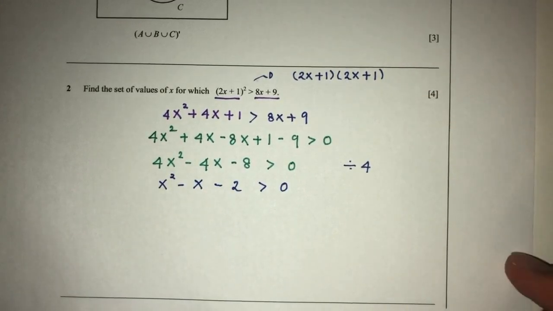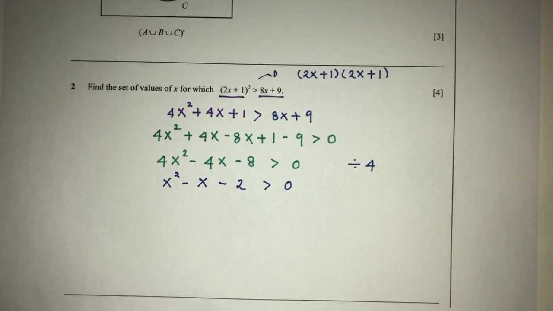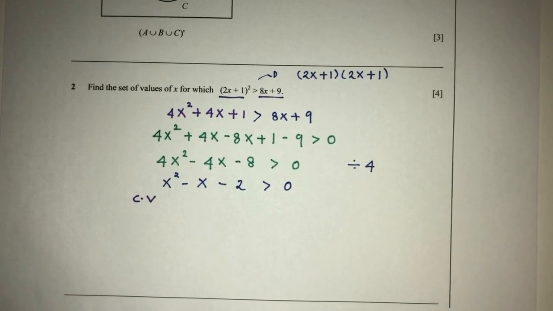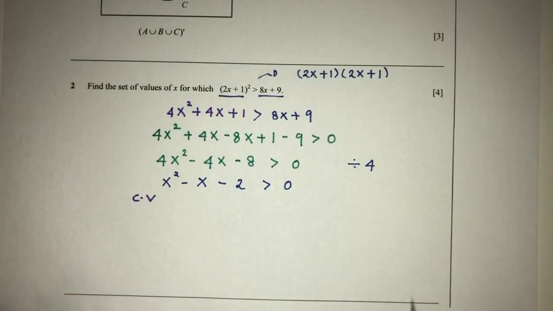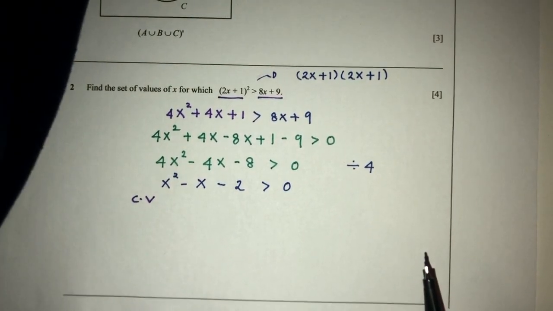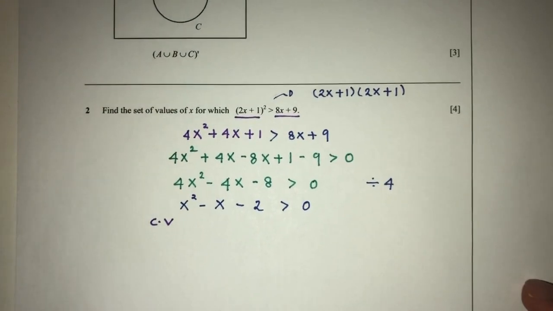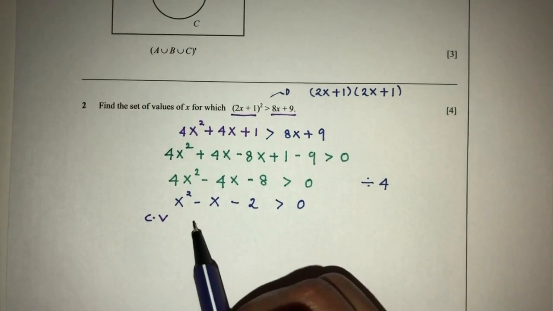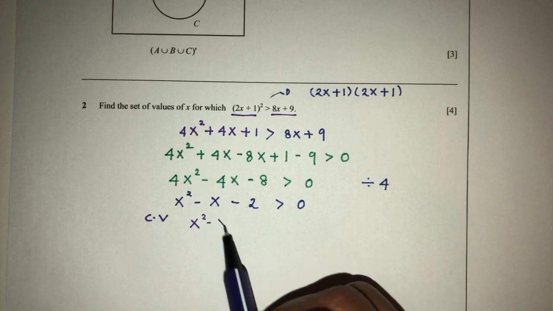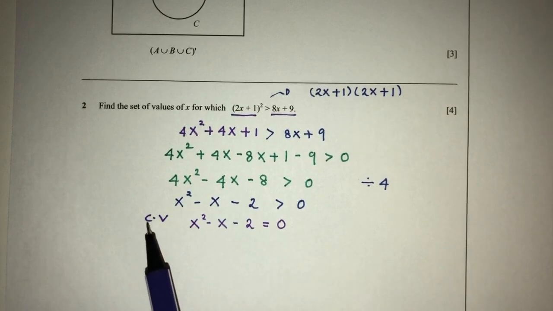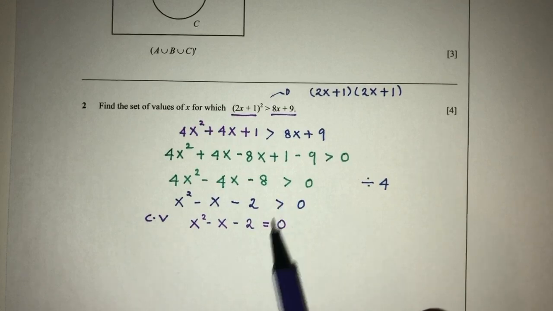So we have done this question many times. As always, we first begin by trying to find the critical values. So let's see what you will have. The critical values for this one will be what? We have to first equate that equation. So basically, x squared minus x minus 2 equate to 0. So when you find the critical values, you just have to change this to equal.